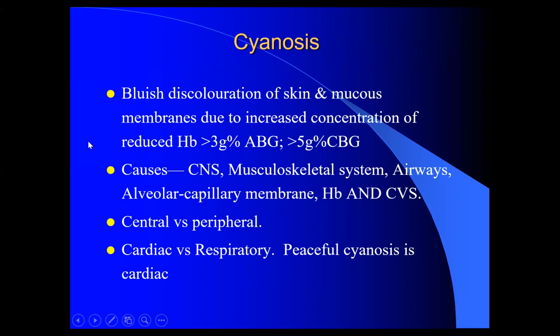Now, what is cyanosis? It's bluish discoloration of skin and mucous membrane due to increased concentration of reduced hemoglobin. That is more than 3 gram percent in arterial blood and more than 5 gram percent in capillary blood. There are different causes like CNS hypoventilation, musculoskeletal system, poor muscle efforts, airway obstruction, alveolar capillary related issues like meconium aspiration syndrome, hemoglobinopathies like methemoglobinemia, and mainly cardiovascular, that we'll discuss in detail.